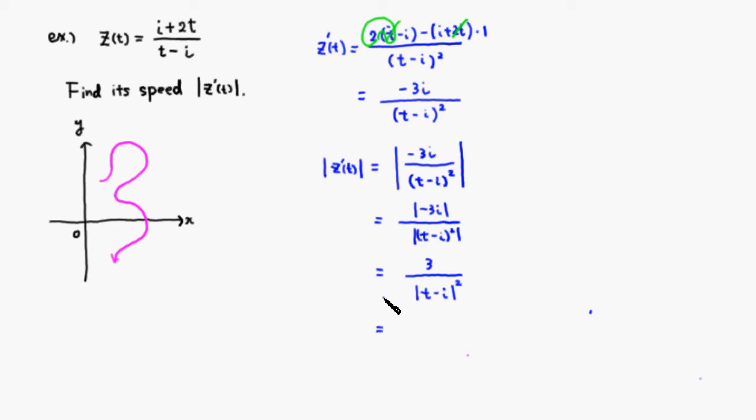The absolute value of t minus i is the square root of t squared plus negative 1 squared, which is 1. But we have to square this, and you have 3 on top. Therefore, you will get 3 over t squared plus 1. This is going to be the speed of the ladybug at time t.